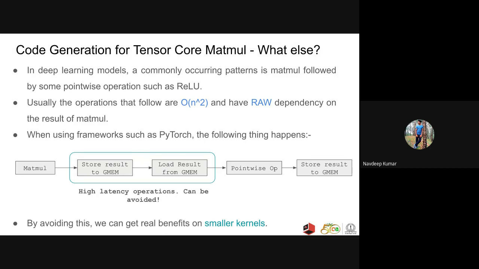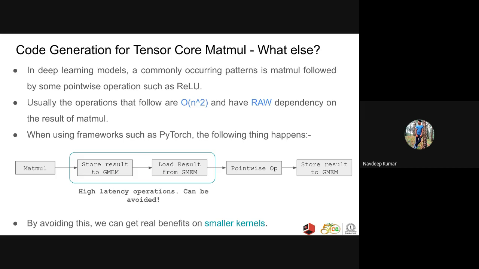And when you go on to use something such as PyTorch, the following happens. Matrix multiplication is done. Then the result of this matrix multiplication is stored to the global memory. Again, it's loaded from the global memory, the pointwise operation is done, and again it will be stored to the global memory, or some other operation may consume it.